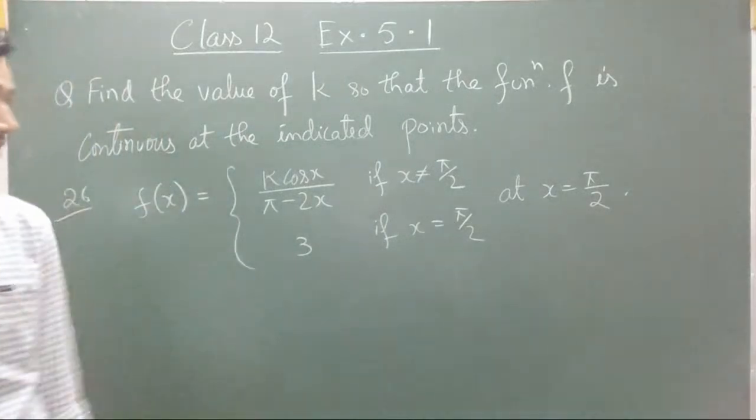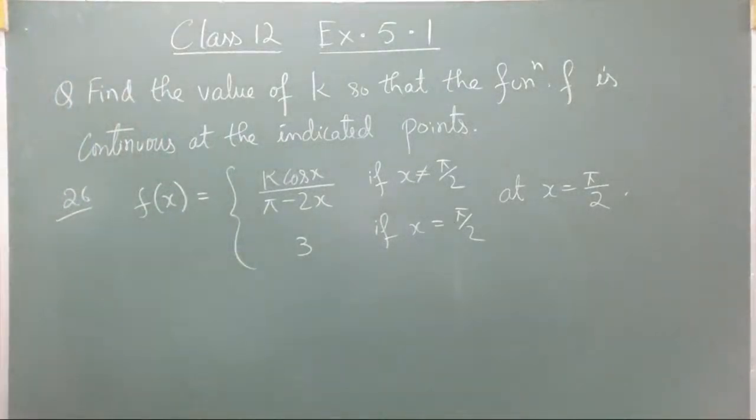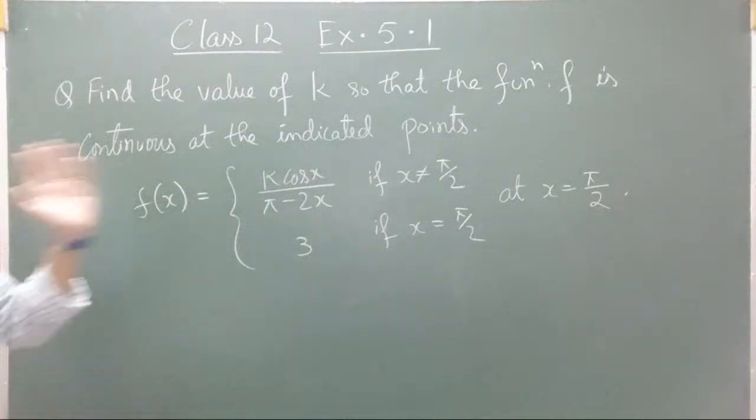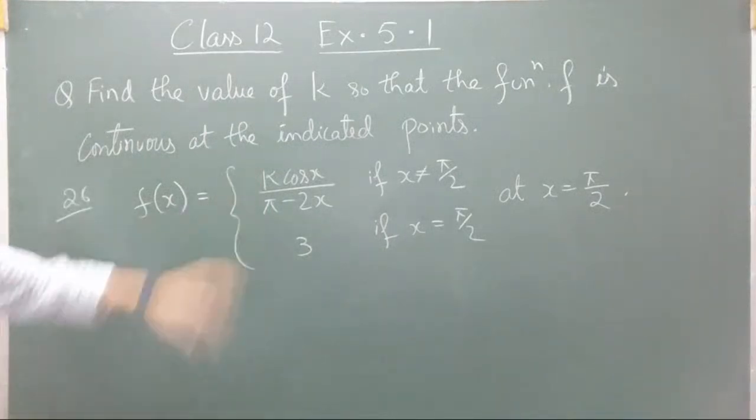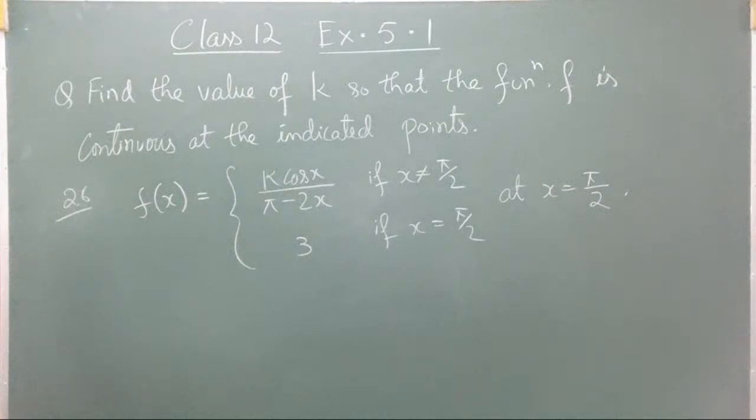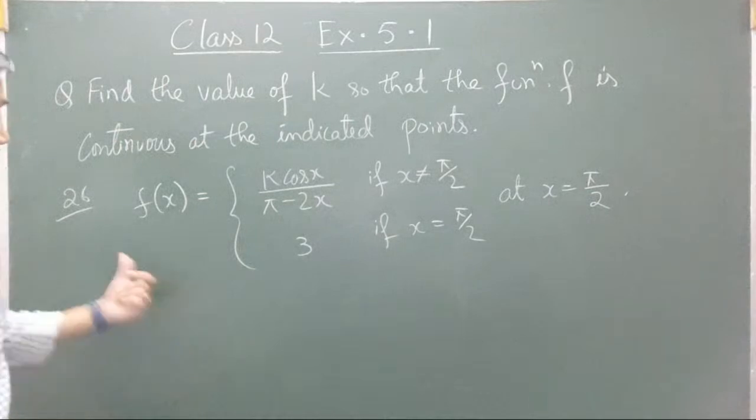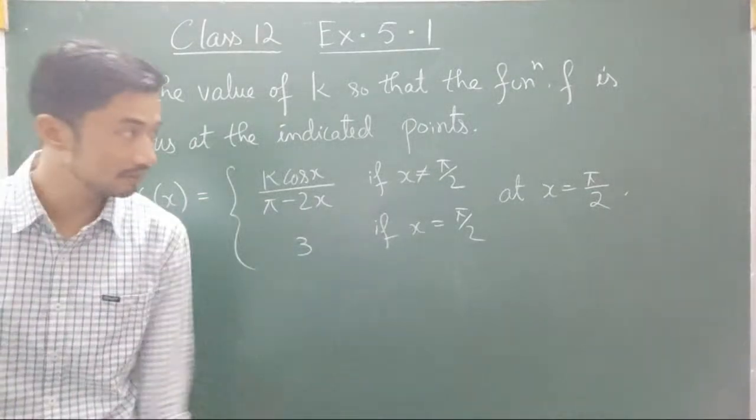This is the first question that we will be doing, question number 26. Of course, the general question A. So that the function f is continuous at the indicated points. Our indicated point for question number 26 is x equal to pi by.